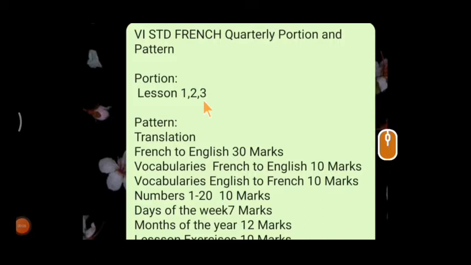So today we will be seeing regarding quarterly, what is your portion and pattern. We will discuss on that, as well as we will discuss on the answer key for lesson 1, 2 and 3. To start with, your portion for this quarterly will be lesson 1, 2 and 3. From these lessons you have vocabulary as well as exercise. So lesson 1, 2, 3 will be your quarterly portion.